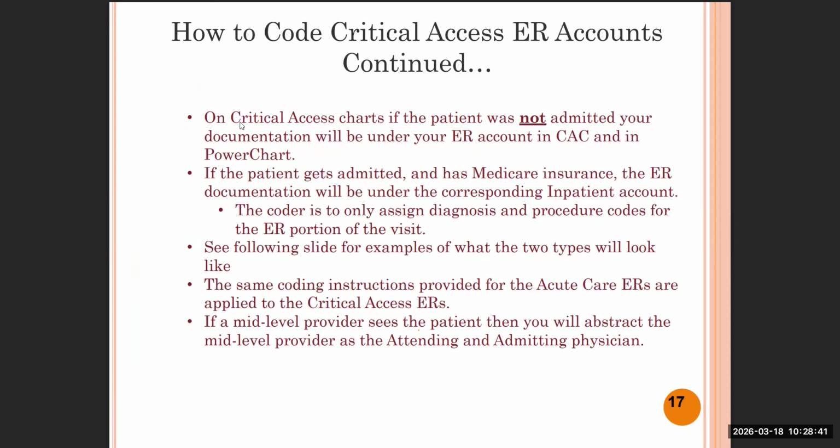On critical access charts, if the patient was not admitted, your documentation will be under the ER account in CAC in PowerChart. If the patient gets admitted and has Medicare insurance, the ER documentation will be under the corresponding inpatient account. This is the location where you can see it. The coder only assigns diagnosis and procedure codes for the ER portion of the visit. The following slides are examples of what the two types will look like.